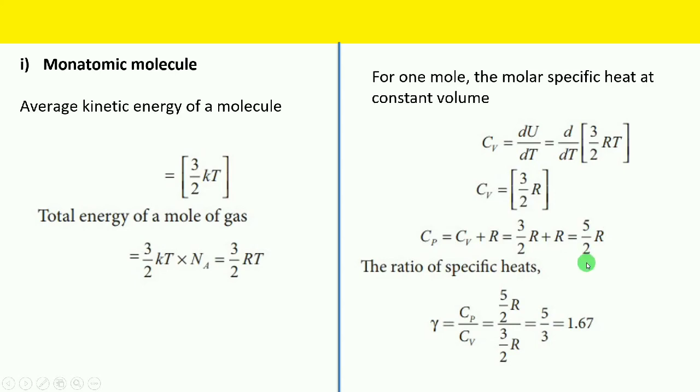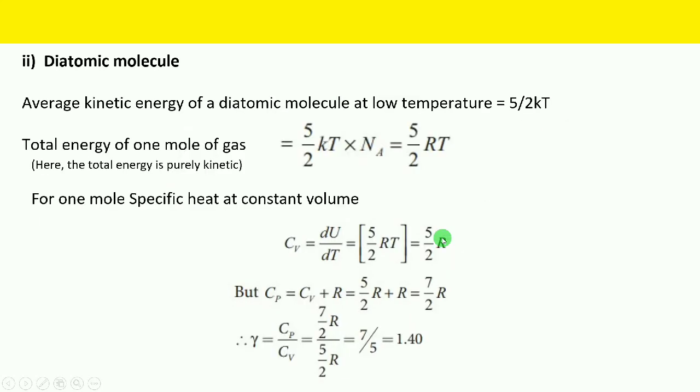This is Cp. So the ratio of specific heats, gamma, will be equal to Cp upon Cv. So 5 by 2 R divided by 3 by 2 R. The 2 will cancel, capital R will cancel, and our value will be 5 by 3, which you can write as 1.67 in decimal. So this is gamma, the ratio of specific heats for a monoatomic gas. This calculation can be asked to you.